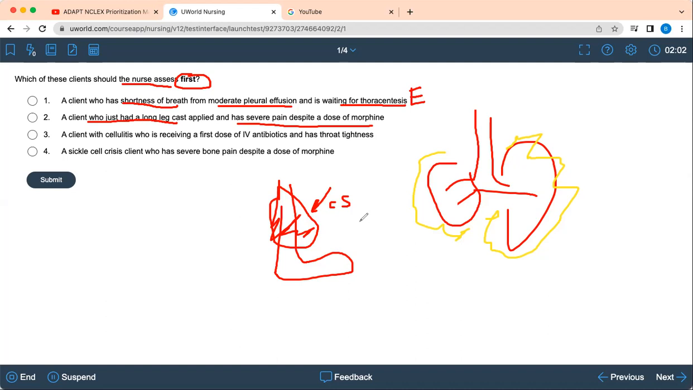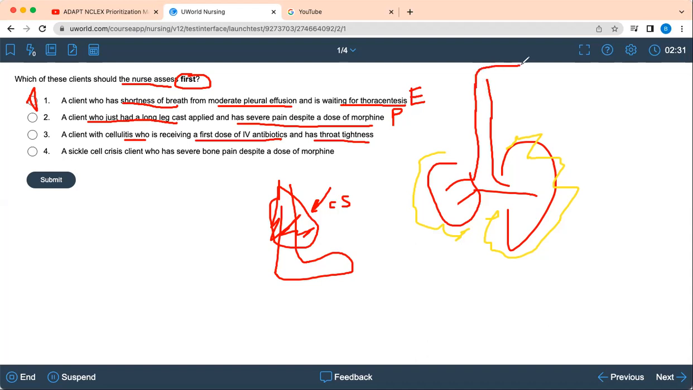It's due to ischemia, and ischemic pain will make you lose your limb. And therefore, this patient is a priority for now, but we should eliminate one and keep this. A client with cellulitis who is receiving the first dose of antibiotic has throat tightness. So the patient has an infection, gets his antibiotic, and now he has throat tightness.